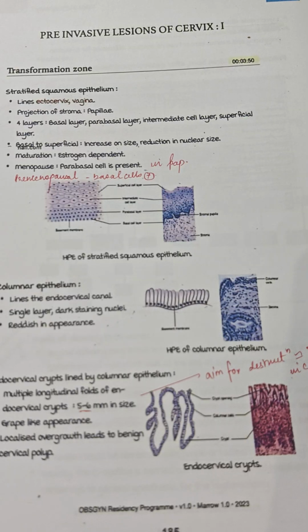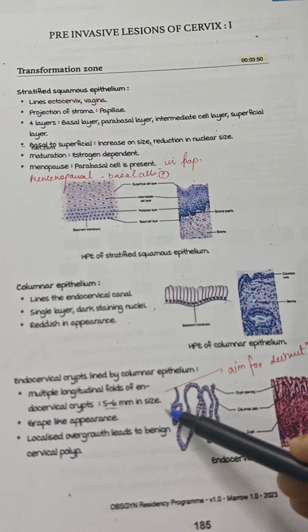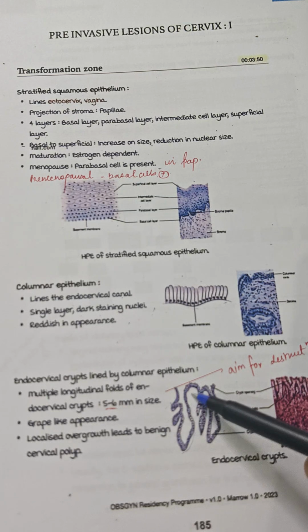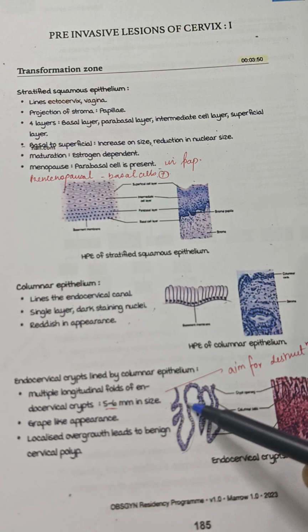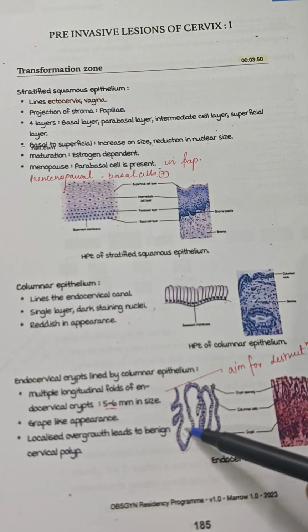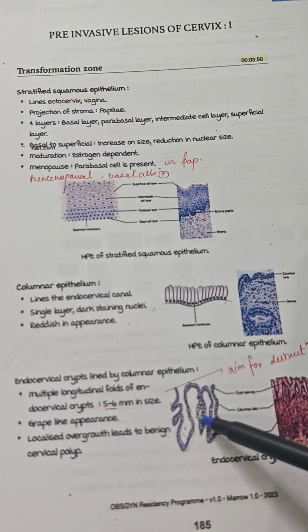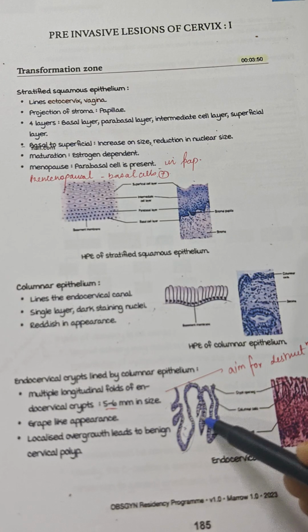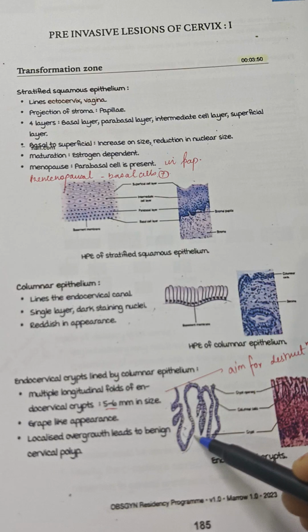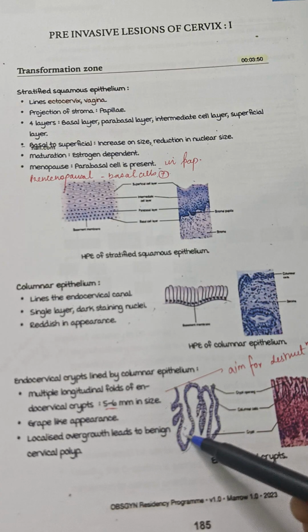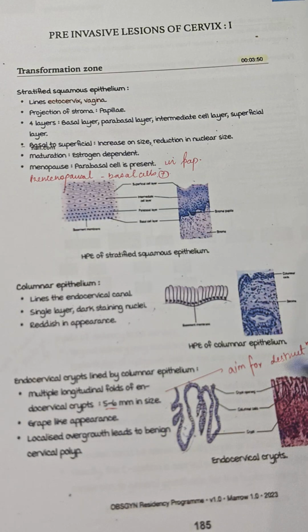There is one terminology known as the endocervical crypt. These crypts, or multiple longitudinal fold-like structures known as endocervical crypts, are present in the columnar epithelium, and they are around 5 to 6 mm in size. So while we try to destroy the pre-invasive lesions of the cervix, we try to destroy at least 7 millimeters in case of malignancy. Now it has a grape-like appearance, and if there is localized overgrowth of this structure, then it can lead to cervical polyp formation.